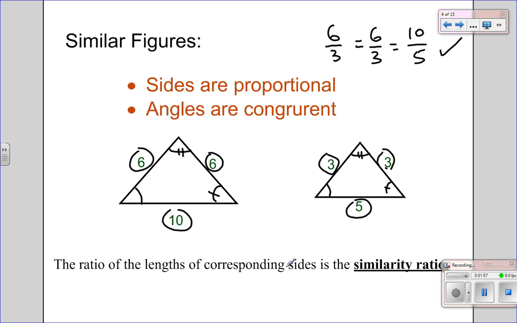Now, the ratio of the lengths of corresponding sides is the similarity ratio. So you can say our similarity ratio is 6 to 3 or 6 over 3. And of course, you'll want to reduce that. 6 to 3 becomes 2 colon 1. 6 over 3 becomes 2 over 1. So when I ask for similarity ratio, that's what it's looking for. The important things to remember here for similar figures is that your sides will always be proportional and the angles will always be congruent.